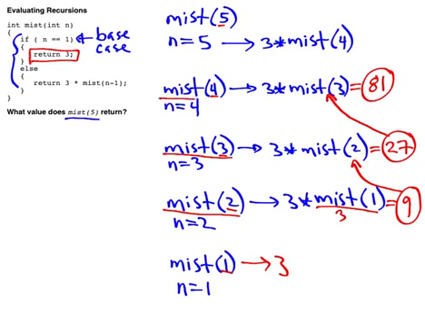That means that mist 4 returns 81. And here we have 3 times 81, which is 243. That means that mist 5 returns 243.